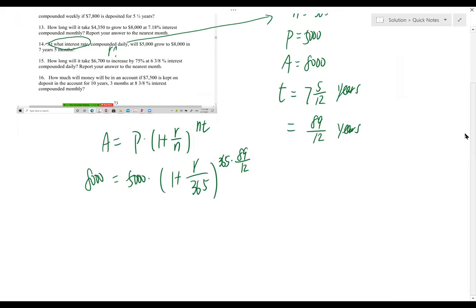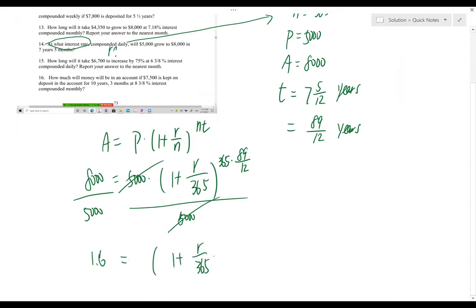All right, so first of all, we're dividing 5,000 from both sides of the equation. So we cancel 5,000 on the right. And 8,000 divided by 5,000, that's 1.6. That's where I'm writing the answer, like that: 1 plus r over 365.